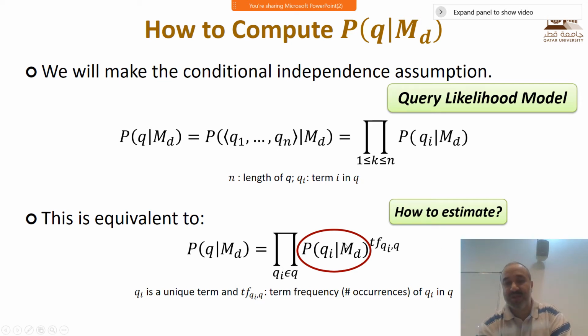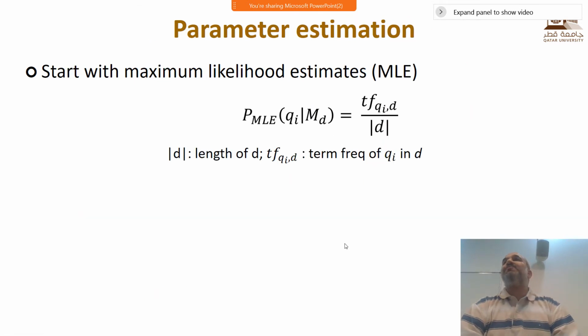So this is what remains now. Now we need to estimate this probability. Usually the first thing to do when we need to estimate such probabilities is to use what we call maximum likelihood estimates, which is the intuitive way that we did earlier in the lecture. If I want to compute the probability of observing a term from the language model of the document, what I will do is count how many times this term appeared in the document and divide by the number of terms of the document, which we call the length of the document.